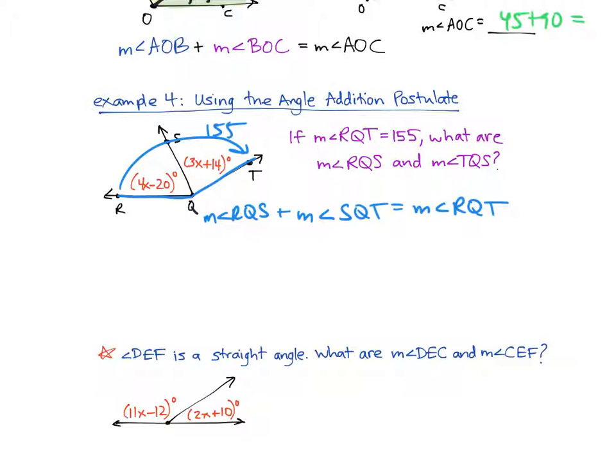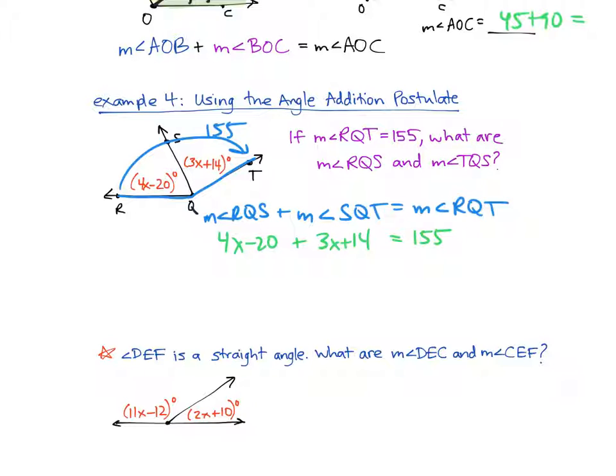And just a note about notation here: without this little m, angle RQS is talking about that physical angle, like its name. This little m in front means the measure, so that's the number of the angle. That's why you can add it and set it equal. We know the measure of RQS is 4x minus 20 from the picture. We know the measure of SQT is 3x plus 14. When we add them together, it should equal 155, since the measure of RQT is 155.